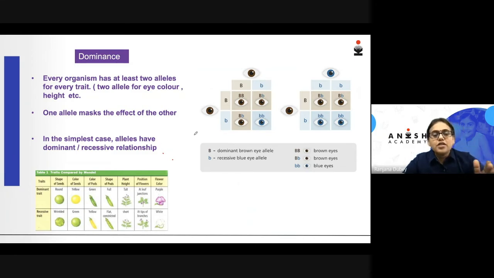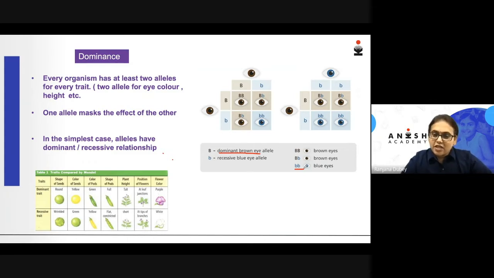Now, what did he say? That every organism has at least two alleles for every trait. Let's take, for example, brown eye color and blue eye color. The character is the eye color, and the traits are brown eye and blue eye. He said that there are two alleles for every trait. The brown colored eye is the dominant trait, let that be represented by capital B, and the blue eyed trait by small b.